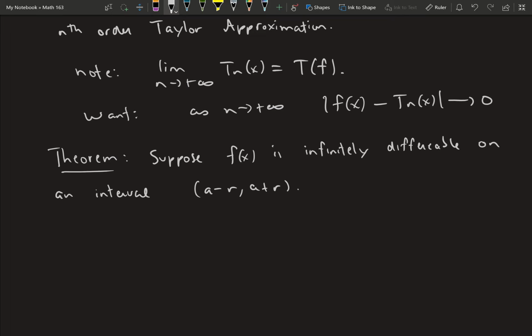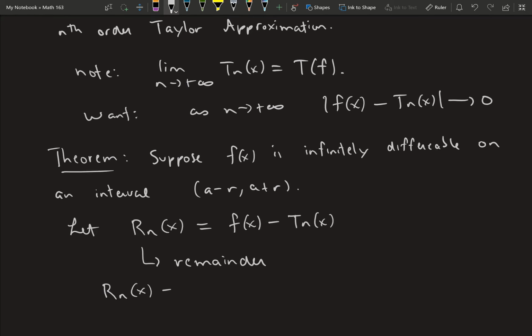And so let R sub n of x be f of x minus T sub n of x. So this R n of x, we call this the nth order remainder. I'll just call it the remainder. So what we want essentially is that this remainder goes to 0. But it actually turns out there is a little bit more we can say. Let this x value, by the way, be somewhere between a minus r and a plus r. So x is an element of this interval.